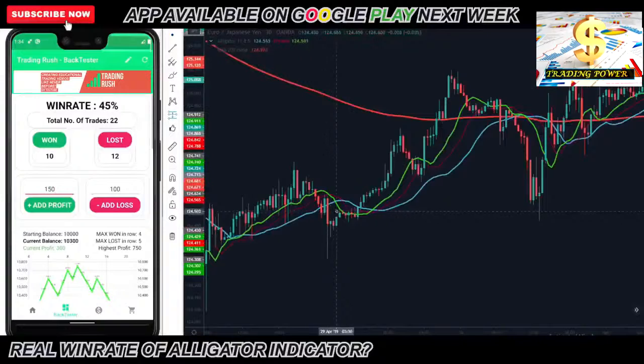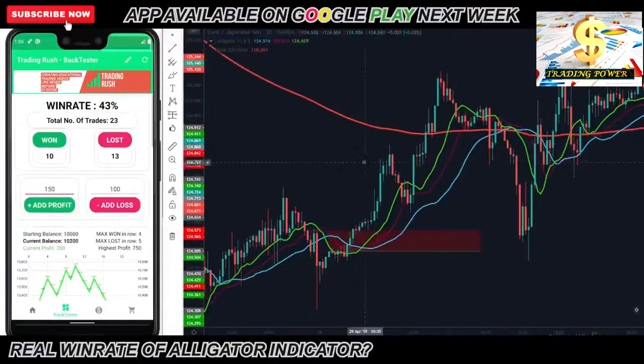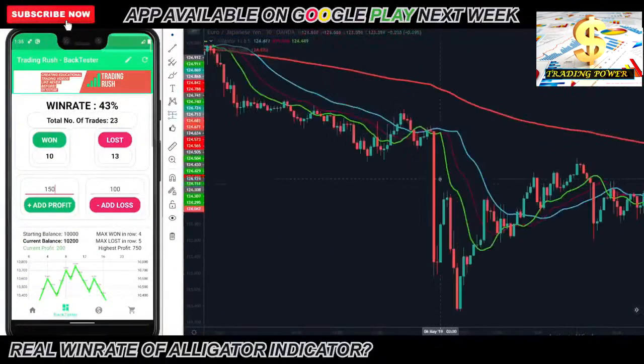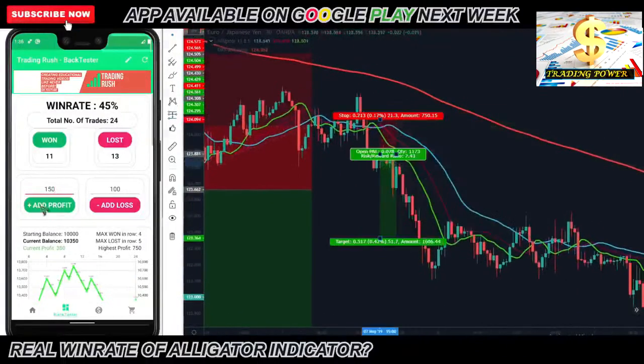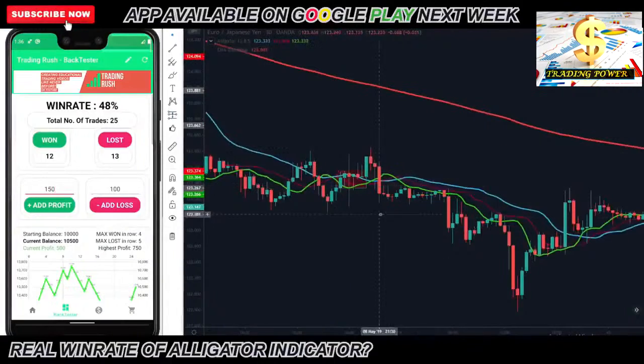You can see how the win rate and profit graph changes as I take more trades. The real win rate will be revealed when we reach 100 trades or more. There are different ways to set profit targets.